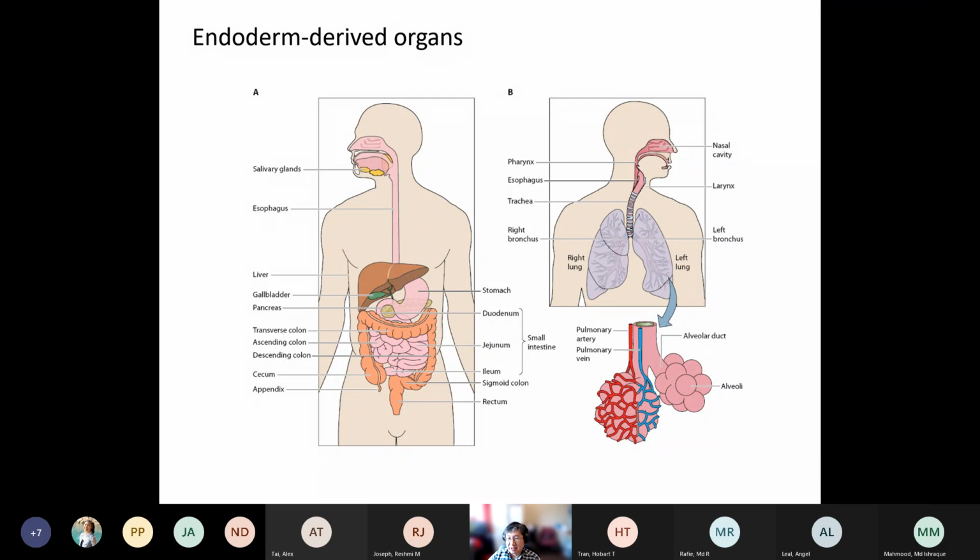Give me a minute. My screen is not moving. I don't know what's going on. Okay.